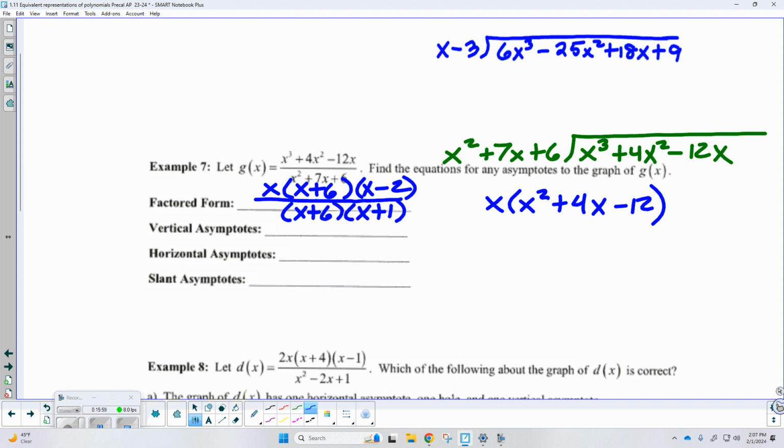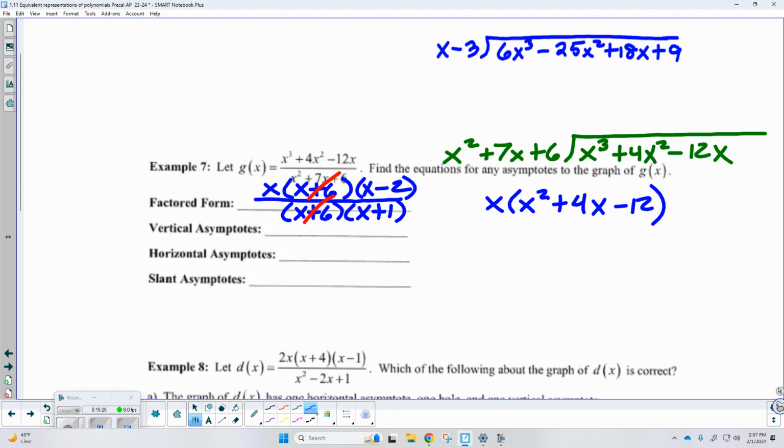Do you notice it? What was I referring to? There you go. Because I'm able to cancel out a common group, that tells me there's a what? There's a hole here. But because part of it's simplified, this can actually make my job a little easier finding that slant asymptote. I can take what's left.